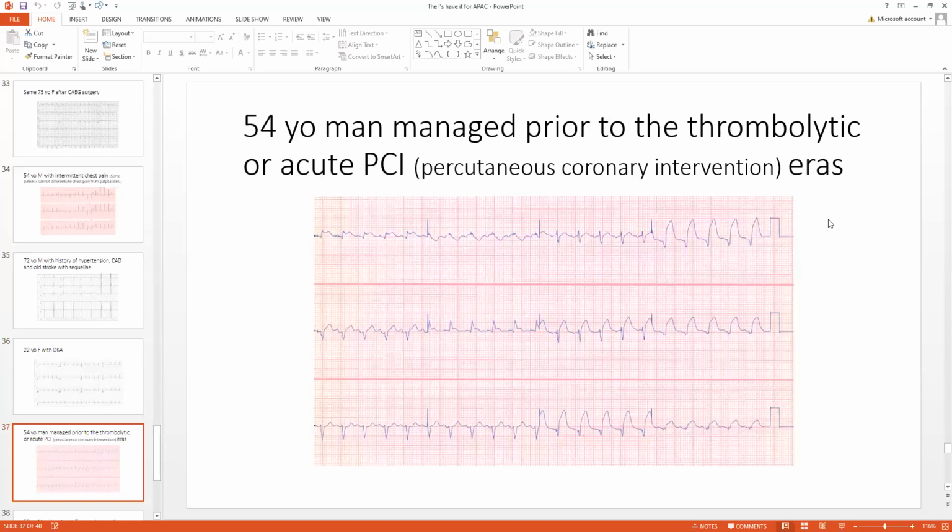All right. This 54-year-old man was managed prior to the thrombolytic therapy era or acute PCI era. And this was the EKG that I grew up with in myocardial infarction patients. They came in, even if they came in early, there wasn't much we could do for them other than heparin and slowing down the heart rate and giving them a little bit of dark room and no interruptions. And notice what's happened here.